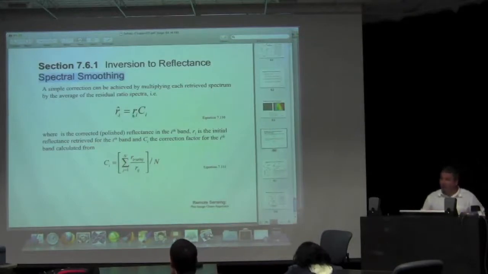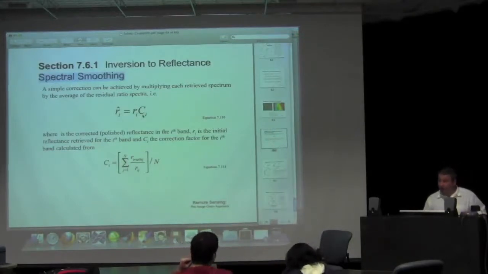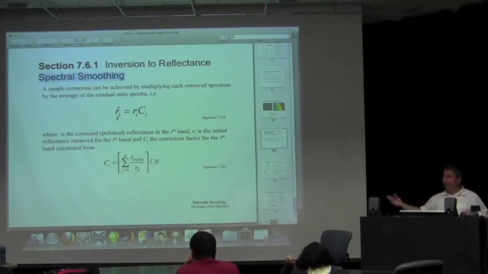How are we going to do that? Well, we're going to do it really simply with a correction factor that's a function of wavelength. So i here indicates the band from the sensor, and for each band, you're going to have a correction factor to the wavelength.